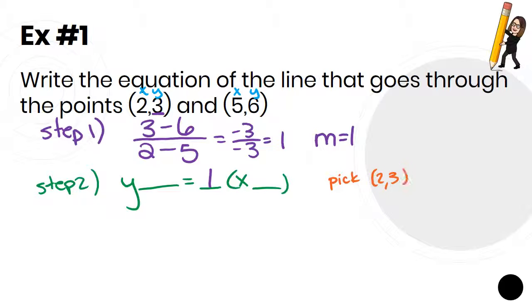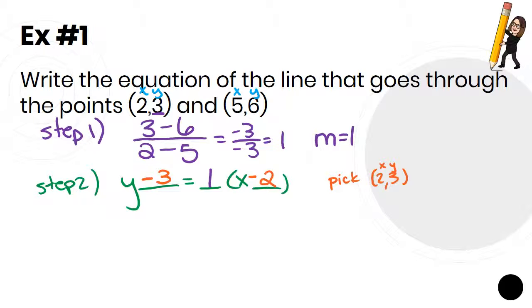So 2 comma 3, x, y. So that means the x value is 2, but I have to change the sign. And my y value is 3, but I have to change the sign. If you're struggling with this step 2, then you'll want to watch the previous lesson's video on writing equations given information. That'll be another resource for you.